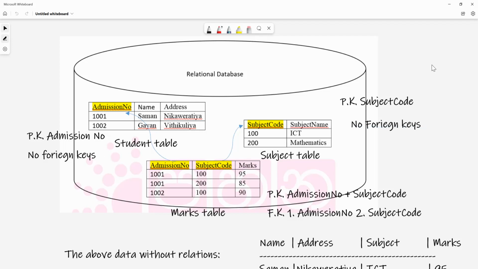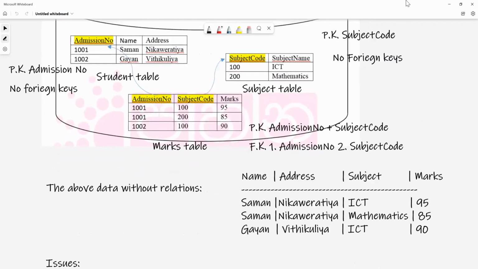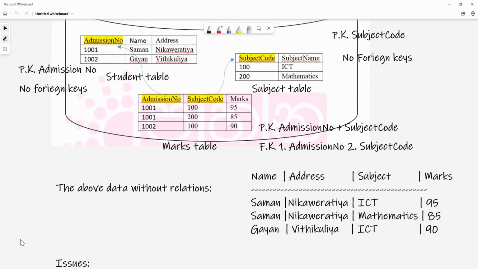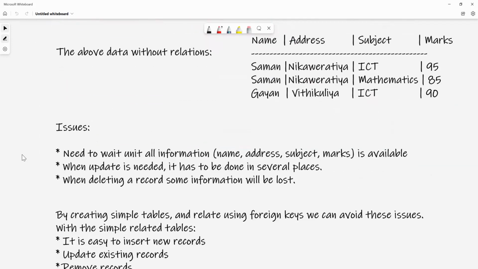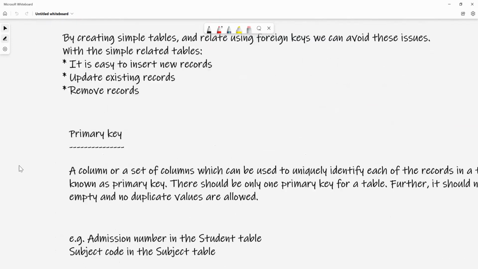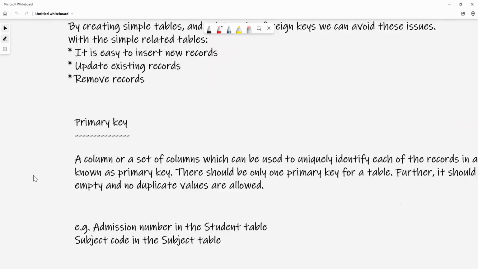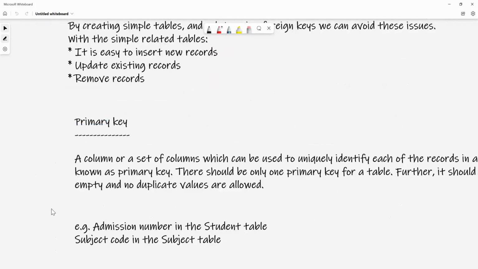And then we will have something called relations. So last time we learned about how to set primary keys and foreign keys for that one. Then we started looking at the primary key.